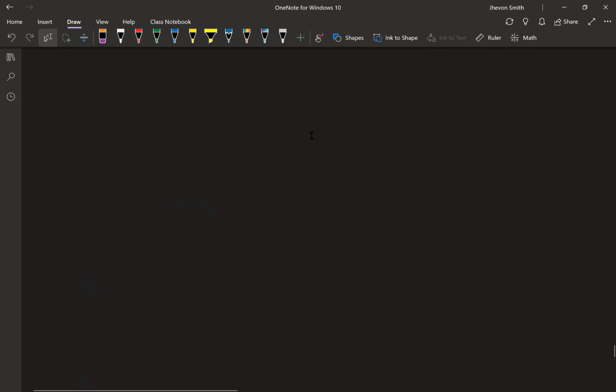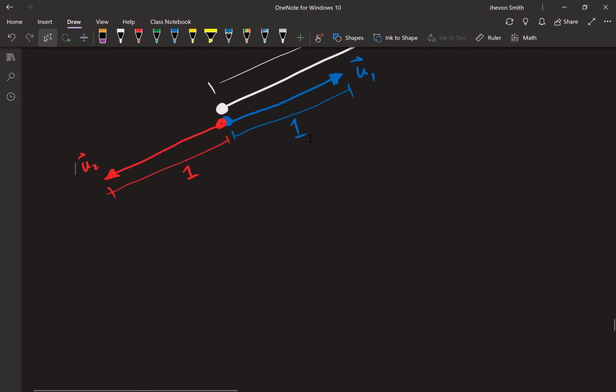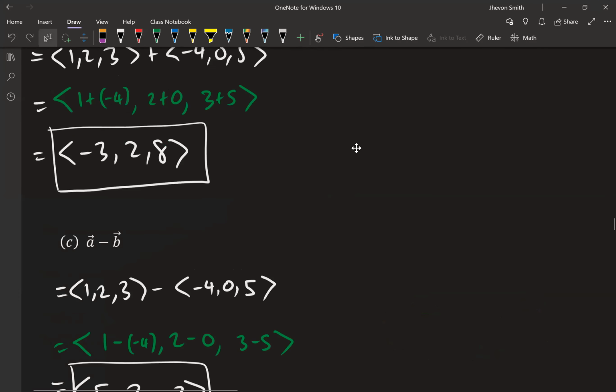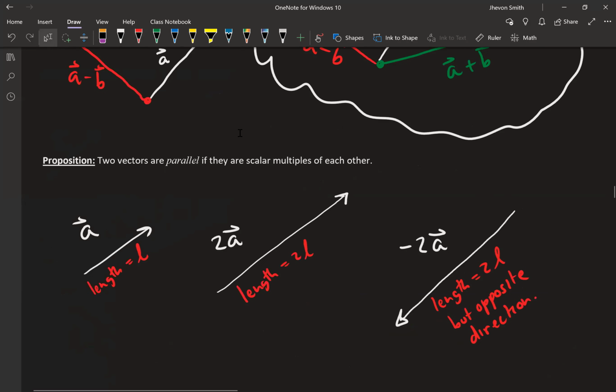So that's it. I have a quick question. If you want to find more parallel vectors, would you just multiply it by a scalar? Yeah, parallel by definition. I believe I had that before. Yeah, two vectors are parallel if they're scalar multiples of each other. So any scalar multiple. Okay, got it.